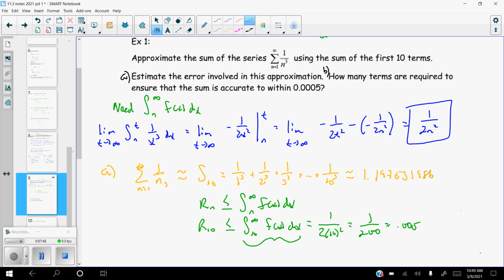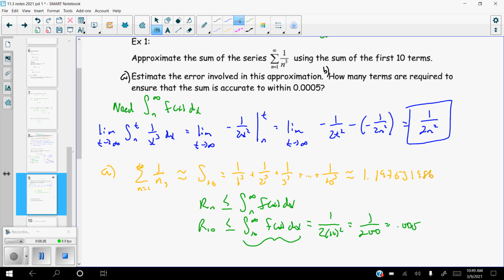0.005. So what that's telling us is using the sum of the first 10 terms and the fact that we've already figured out an equation for our remainder, we can just plug the 10 in for n and get the fact that our estimation here is going to be within 0.005. Okay, it's a close approximation. It's not an extremely close approximation, but it's a pretty decent approximation. Obviously, the more terms you were to take, the better the approximation would be. But we're only told to use 10 here.